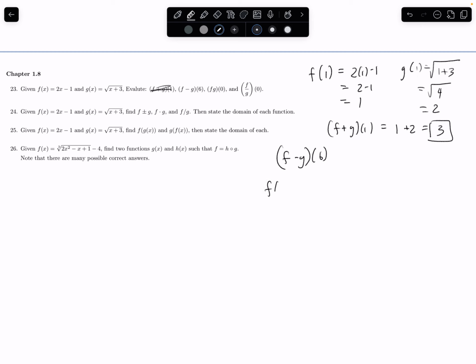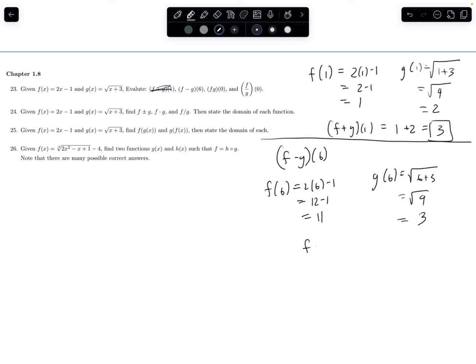Same strategy. F of 6 is 2 times 6 minus 1, which is 12 minus 1, which is 11. And g of 6 is the square root of 6 plus 3, which is the square root of 9, which is 3. So f minus g of 6 is 11 minus 3, which is 8. So that's that one.